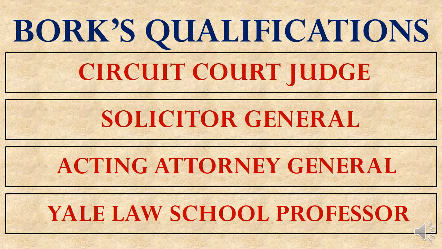Here's his qualifications. Before being nominated to the Supreme Court, he was serving as a circuit court judge. That's the level of courts right below the Supreme Court. Before that, he had been Solicitor General of the United States. That is the chief lawyer for the United States of America. Before that, he had been the acting Attorney General of the United States of America. That's the chief law enforcement officer of the United States of America. And he had also been a professor at Yale Law School, the #1 law school in the world. You cannot get a better resume than that to serve on the United States Supreme Court.